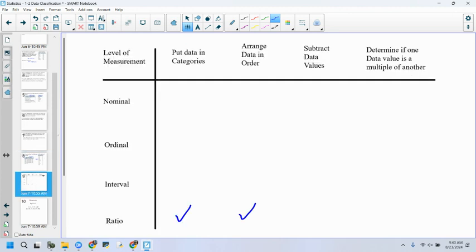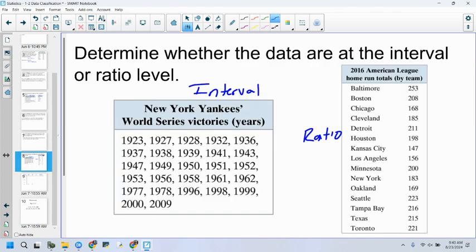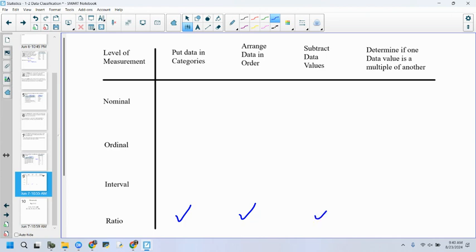Could I subtract these values and mean something? Yeah, I could subtract 253 minus 208 for Baltimore and say, yeah, they've scored that many more home runs, right? The difference means something, is reasonable, is meaningful. Determine if one data value is a multiple of another. Now that's specific to ratio level, right? That 1.7 times as much, right?